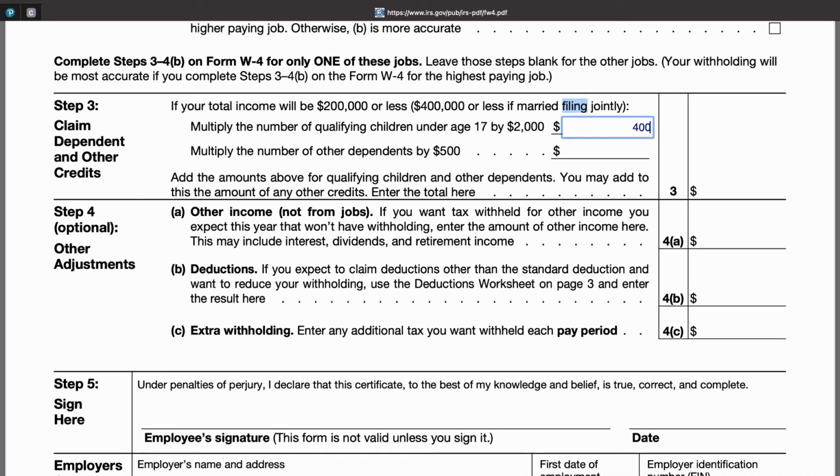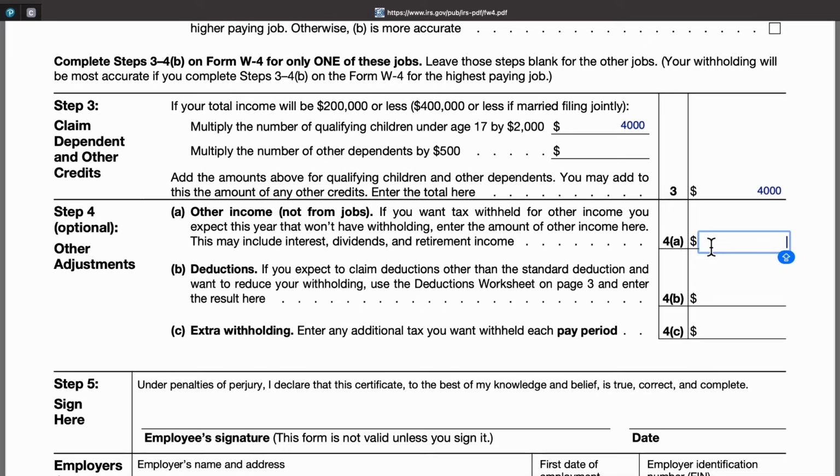Now, for step three, I'm gonna just use my situation. I have two dependents. So if your total income will be $200,000 or less, you will multiply the number of qualifying children under the age of 17. Because a lot of people, kids turn 17 in January of the year, so we are talking about if they were 17 and under previously, okay? So you multiply that by 2,000, which is 4,000, okay? Then you move down and you just add it up.